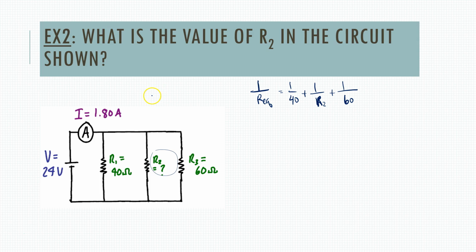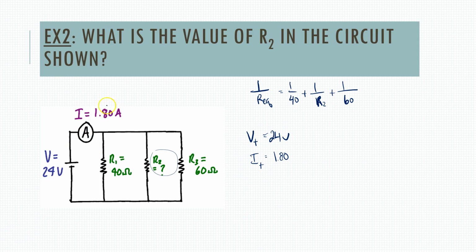Not without a little bit of work. So here's what I do know. I do know the voltage total. The total voltage is 24. And I do know the total I is 1.8. Now, how do I know those particular things?